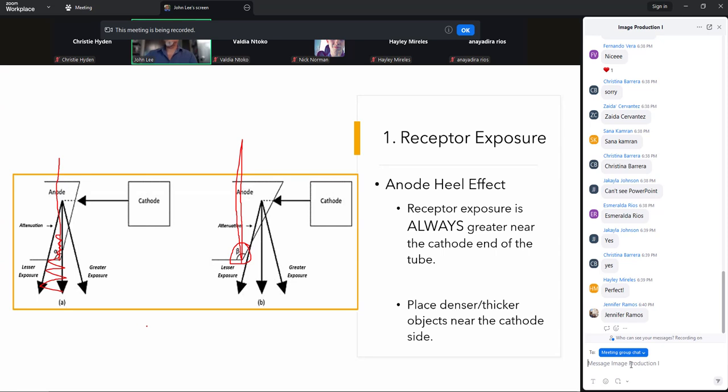And so when we think about the anode heel effect, it's more evident when we use a large image receptor combined with a short SID. When we use a longer SID, it's not as evident as it is when we're using a short SID. When we use a small collimated area, again, it's not as evident. But our tip here is to place the denser, thicker objects near the cathode side.